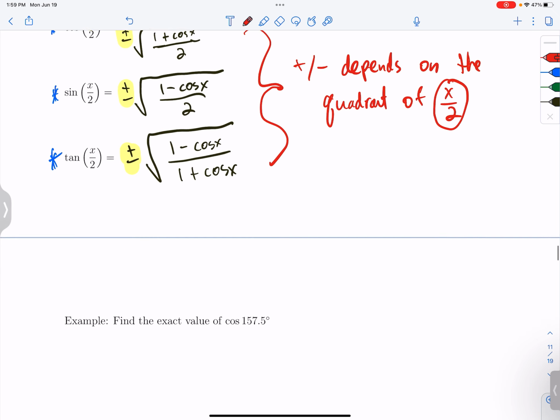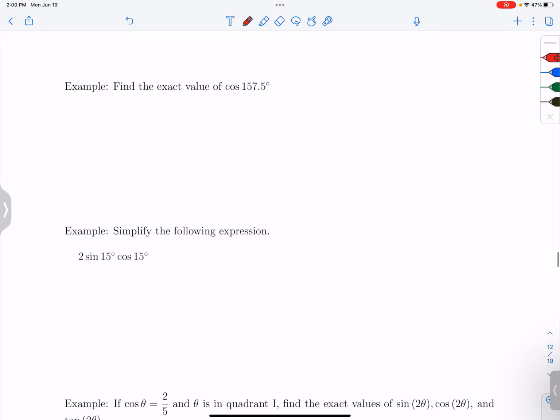Okay, let's look at an example of this. Find the exact value of cosine of 157.5 degrees. Well, the first thing to notice is that 157.5 is half of 315 degrees. And what's special about 315 is that 315 is on the unit circle.